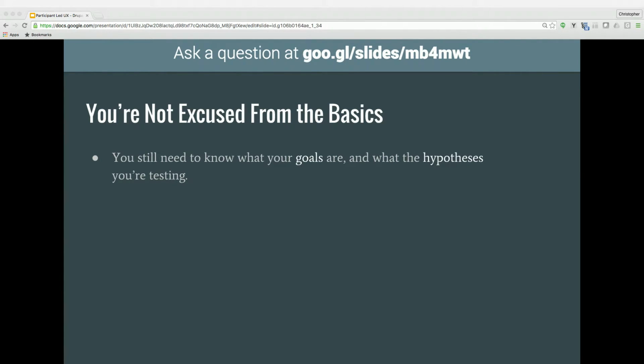The hypotheses you're testing, you've got ideas about what your software is going to do, how it's going to benefit the people who are going to use it. You've got to be able to externalize those and know how you're testing them. You still need to screen for participants who would actually use your system.